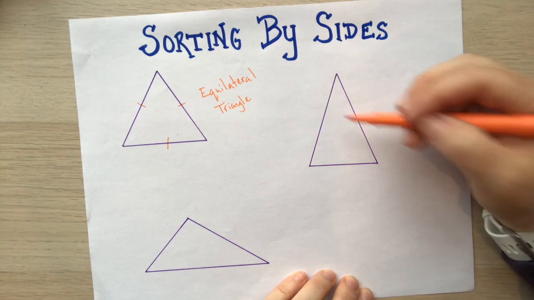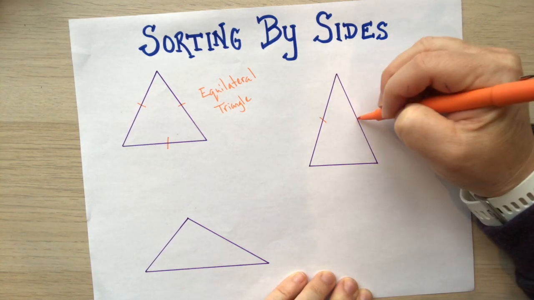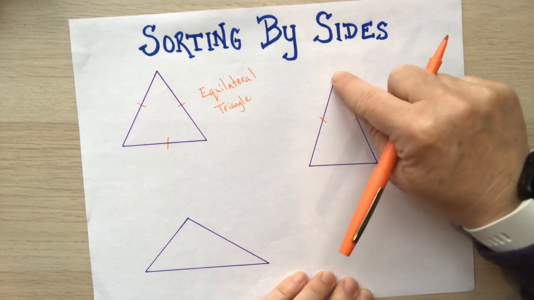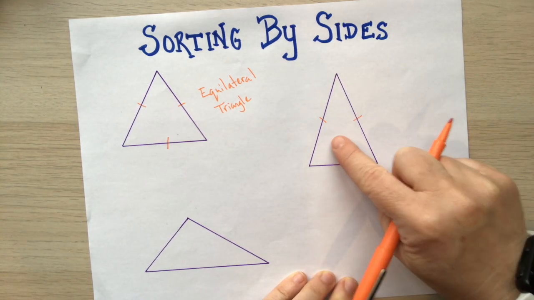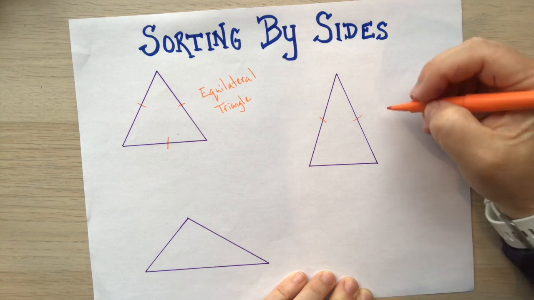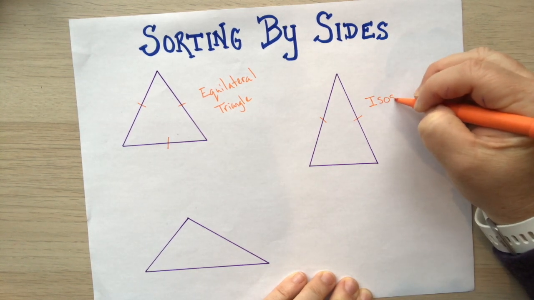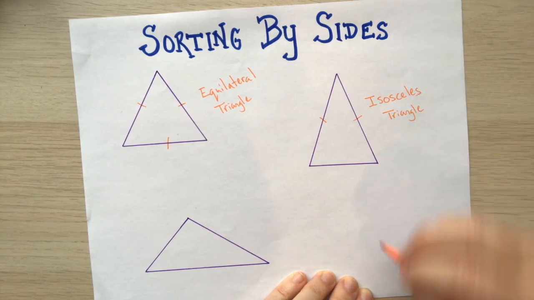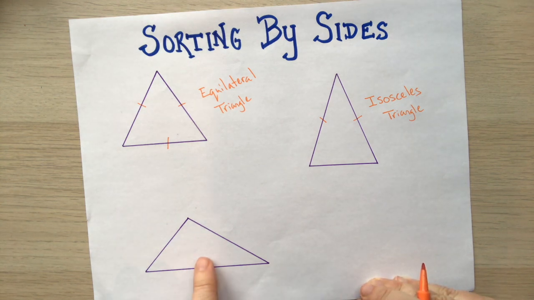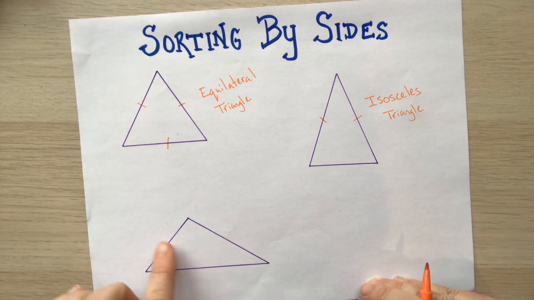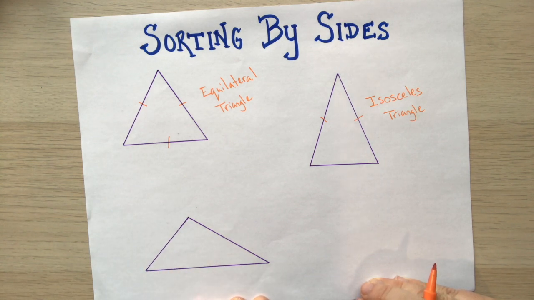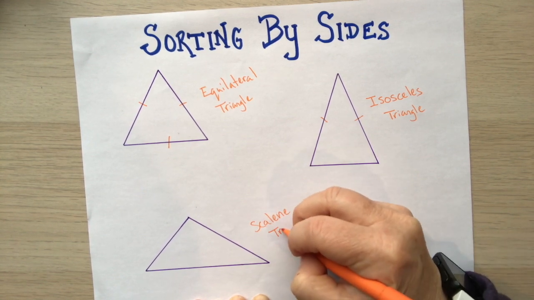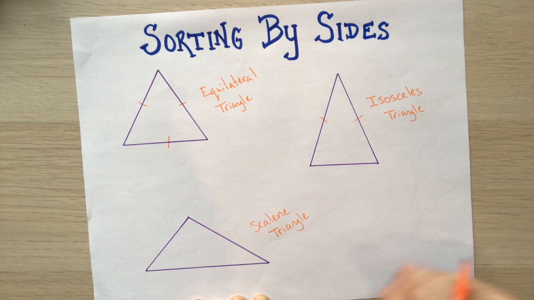The next triangle, this triangle here, it actually only has two sides that are equal. This other side down here is smaller than these two sides. Because of this having two sides that are equal, this is called an isosceles triangle. This triangle down here, none of the sides are equal to each other. This makes this one called a scalene triangle.